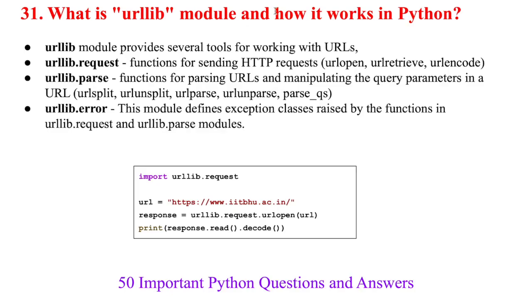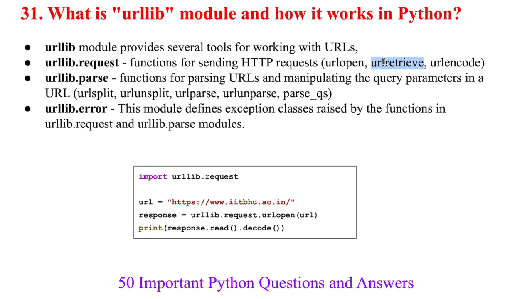So the question is, what is the urllib module and how does it work in Python programming? The urllib library modules in Python are a standard library, and they provide several tools for working with URLs. These modules are urllib.request, urllib.parse and urllib.error. The urllib.request module provides functions for sending HTTP requests, like urlopen, which is used to open the URL and retrieve its contents.